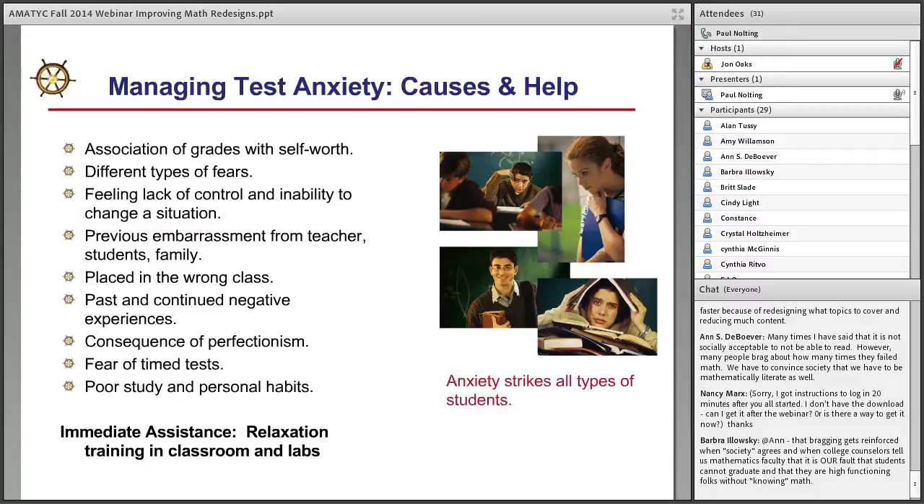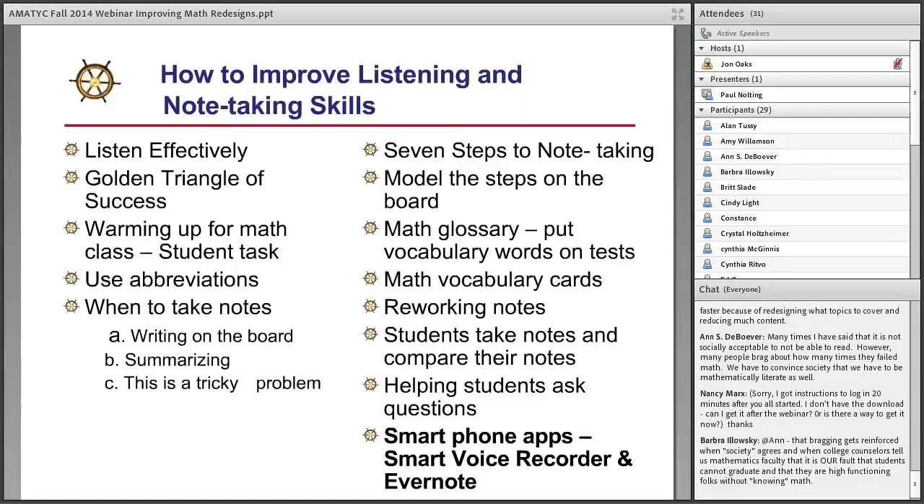And the PTSD is coming in, and it's not just with vets. A lot of women who've been in car accidents, men being in car accidents, it's all there. And it does block the ability to learn. It blocks the working memory, as we call it.